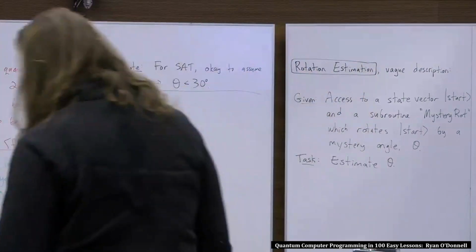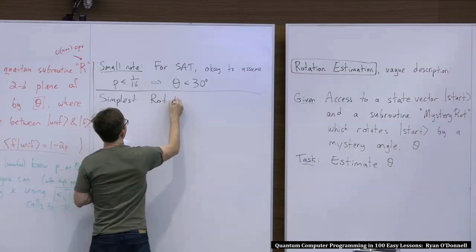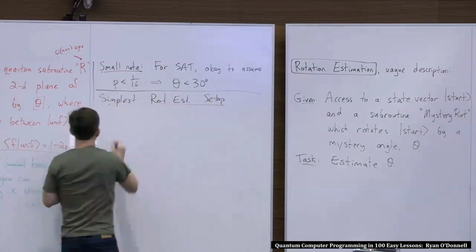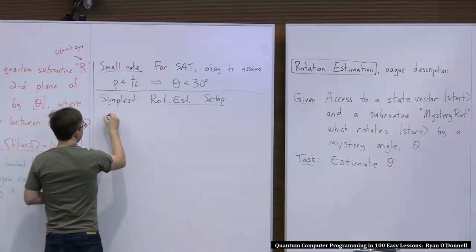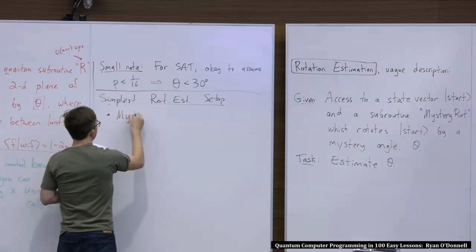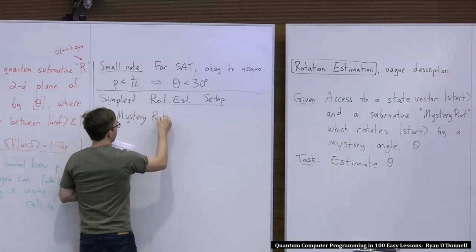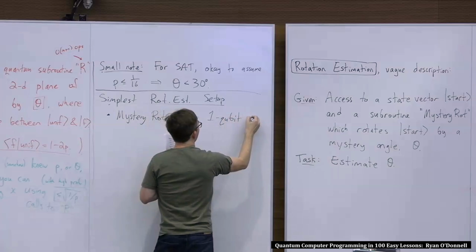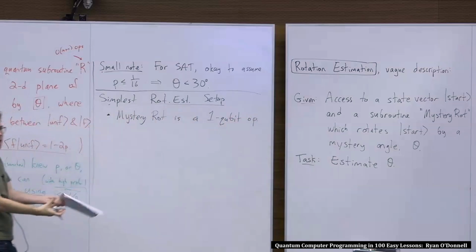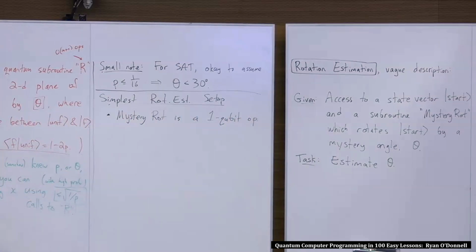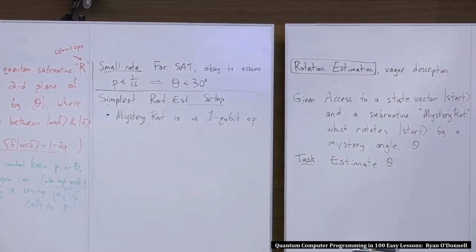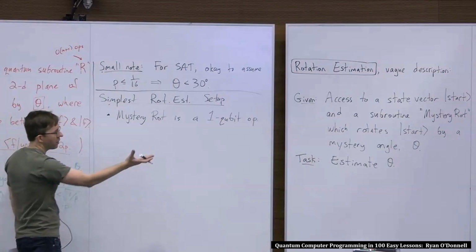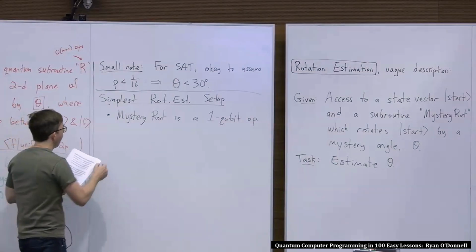Simplest rotation estimation setup. The main thing that makes it simple is that the mystery rotation is a 1 qubit operation. Somebody gives you a black box that does some instruction on 1 qubit, and an instruction on 1 qubit is either a rotation or reflection, and let's say you're promised it's a rotation by some mystery angle theta, and you're trying to figure out theta.